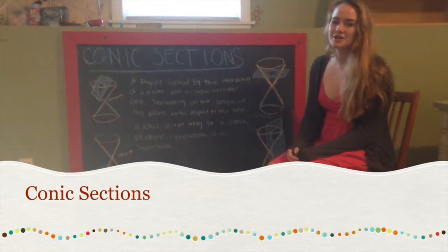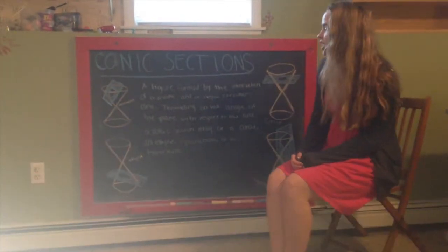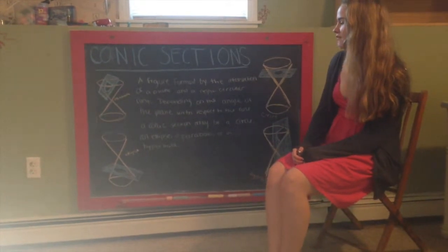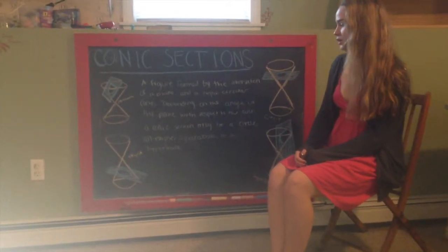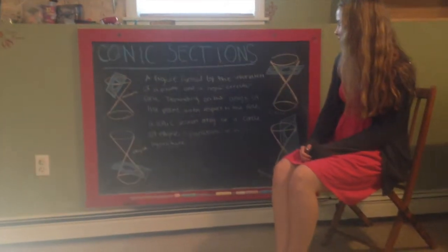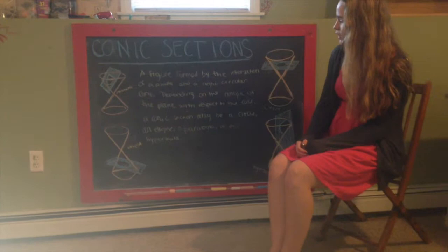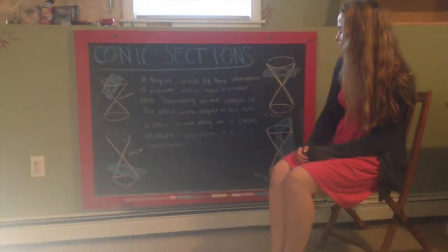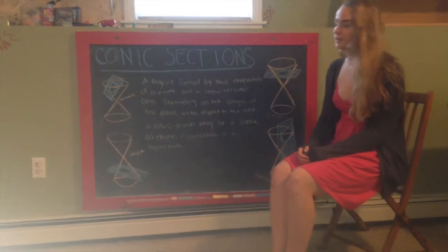This project is on conic sections. A conic section is a figure formed by the intersection of a plane and a right circular cone. Depending on the angle of the plane with respect to the cone, a conic section may be a circle, an ellipse, a parabola, or a hyperbola.